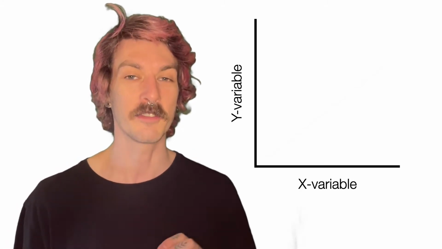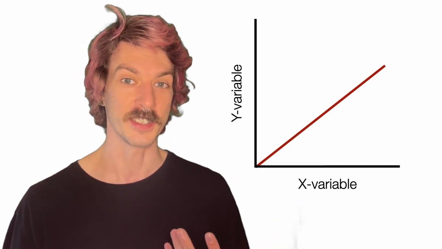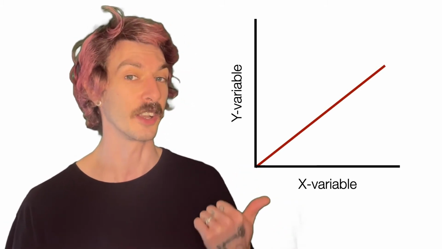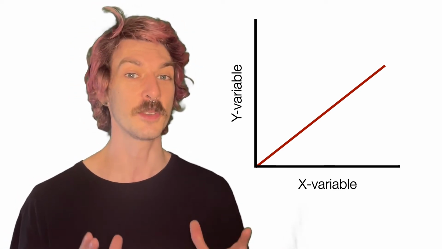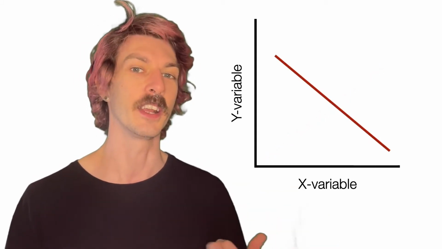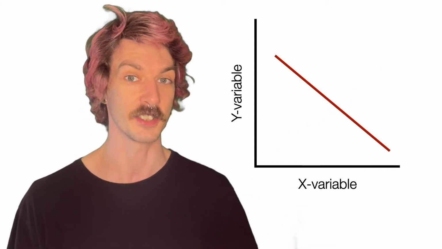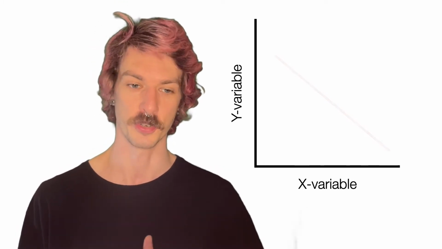And there's a couple of key phrases that you can use as well. If both values are increasing and the graph is a straight line that goes through the origin, that's the bottom left corner, then you can say that these two things are directly proportional. If as the x value increases, the y value decreases and it's a straight line, you can say that the two variables are inversely proportional.